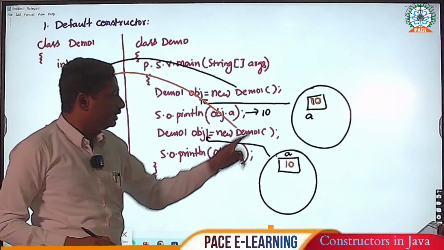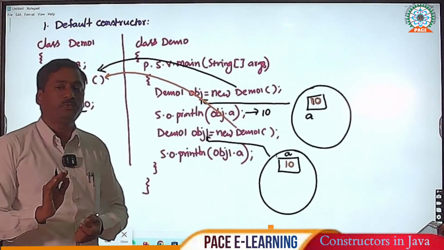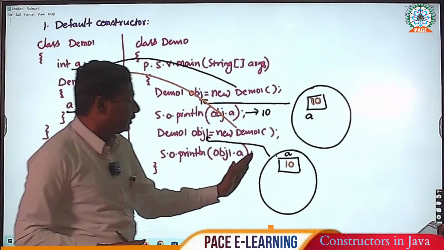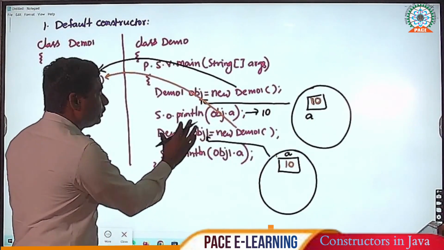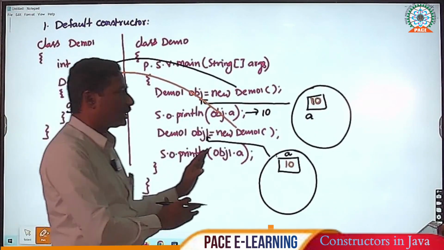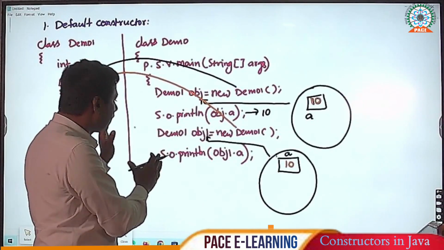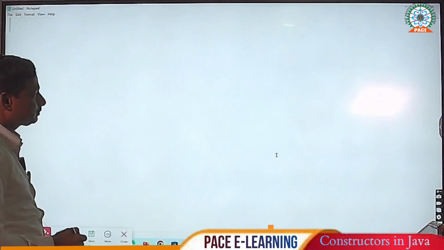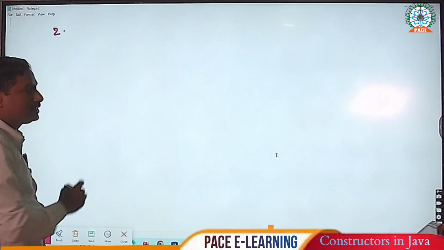If you want to initialize these properties with different values, then it is a must to go for a parameterized constructor. If your requirement is that for all objects you want to store A with 10, then no problem, you can continue with the default constructor. Otherwise, you have to go for a parameterized constructor. This is the drawback of the default constructor. That's why we are going into the parameterized constructor. That is the next concept. The next type, the second one, is the parameterized constructor.